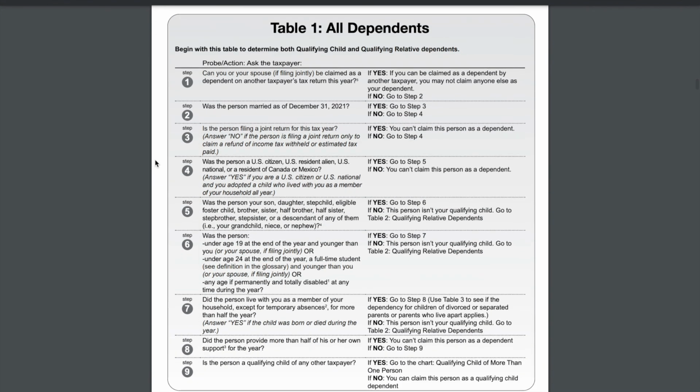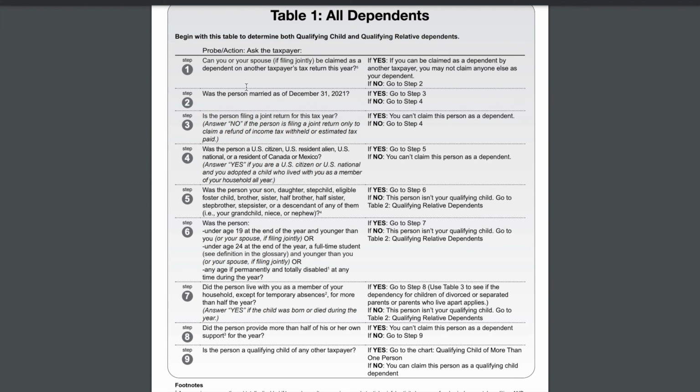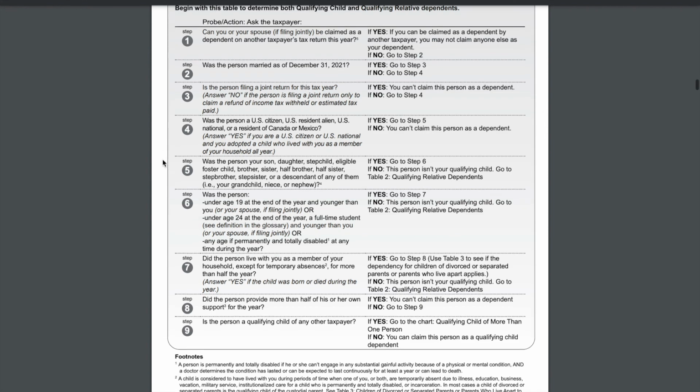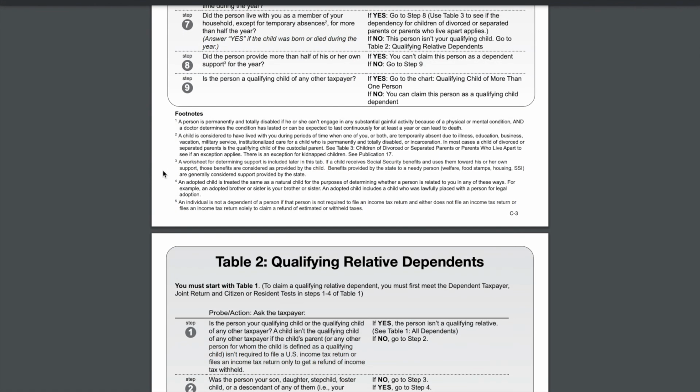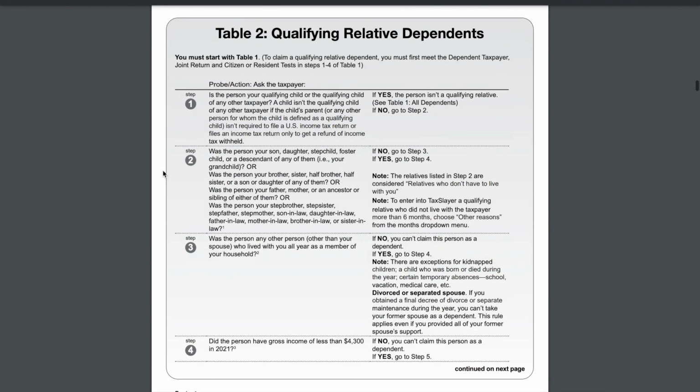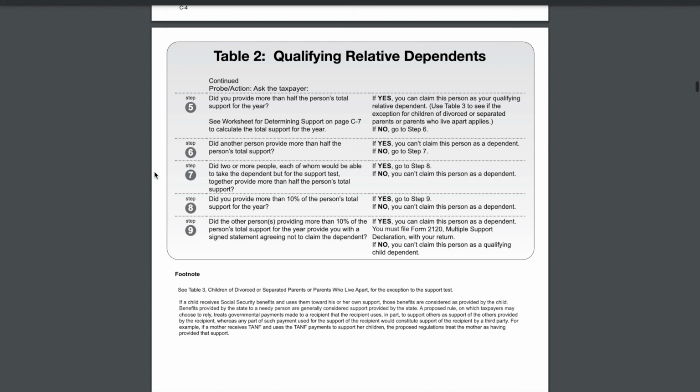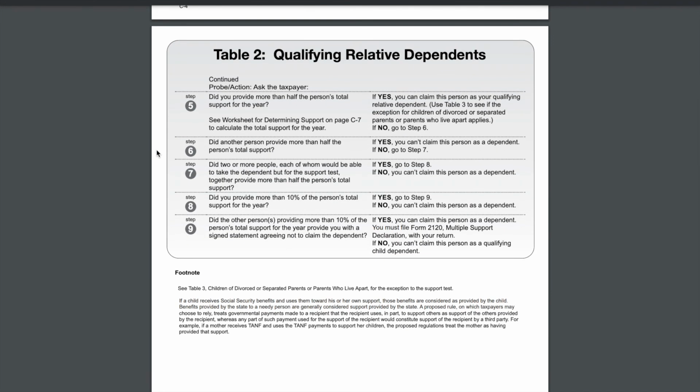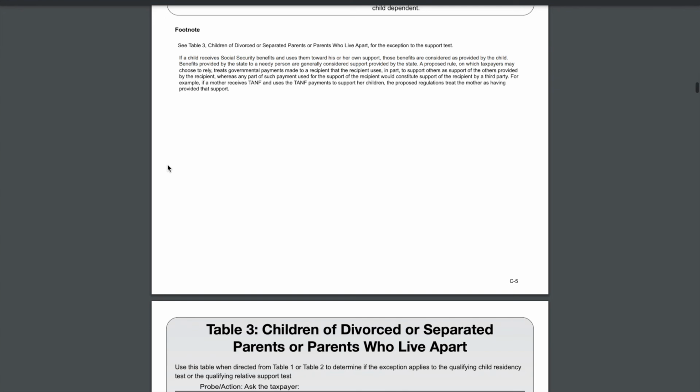So here, we already talked about this table right here. This refers to all dependents. And again, it's kind of the interview thing I was talking about earlier. You can ask these questions and it will guide you on what the answer is to whether that person can be claimed as a dependent. So table 2 here, this is for if someone cannot be claimed as a qualifying child and you're trying to see if they can be claimed as a qualifying relative. These are the questions that you would ask the taxpayer. And again, just let their answers guide you. And so here, again, that's just table 2 continued and some more information there to ask the taxpayer for. And again, just helping us get to the answer.